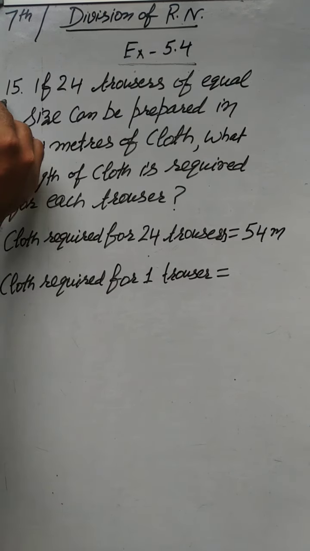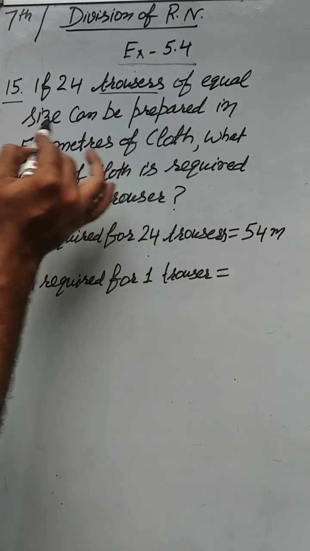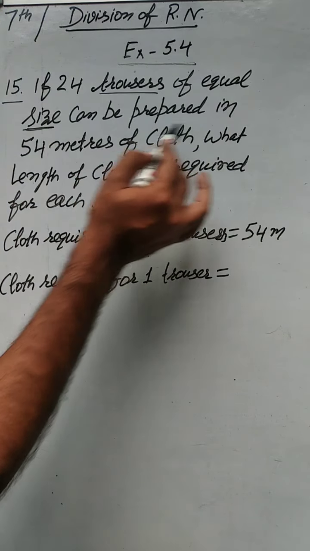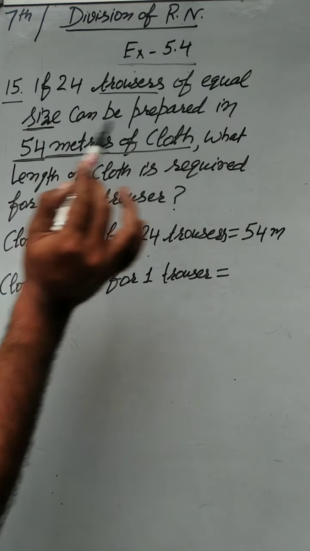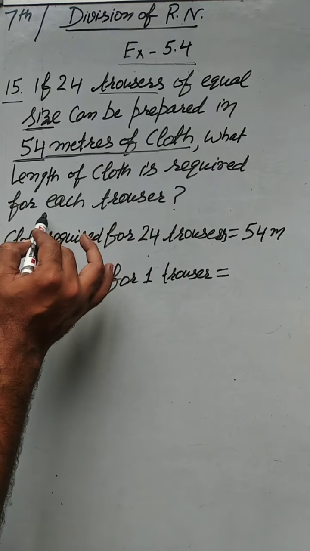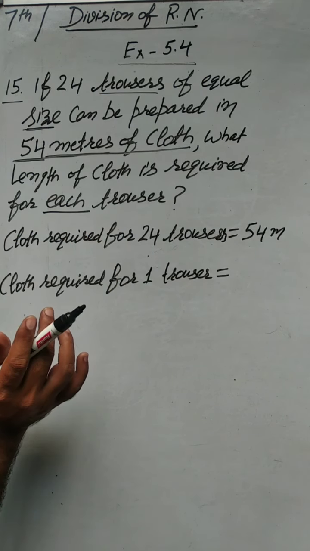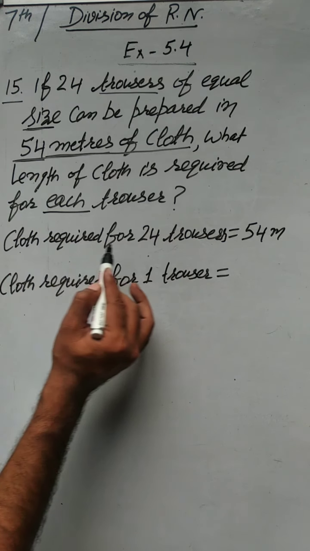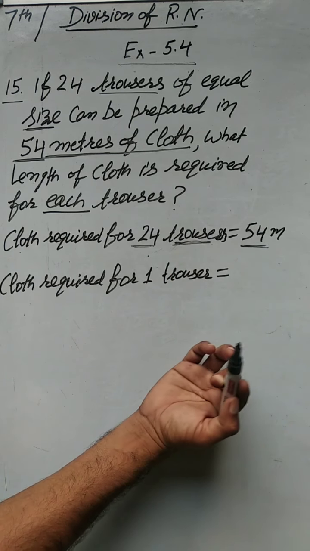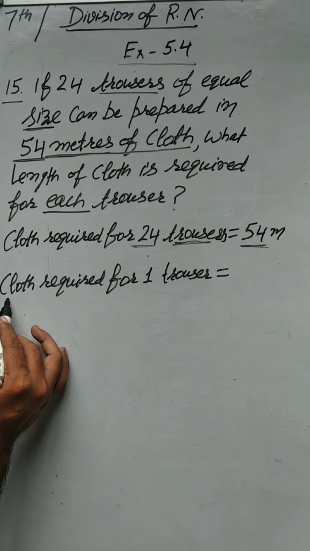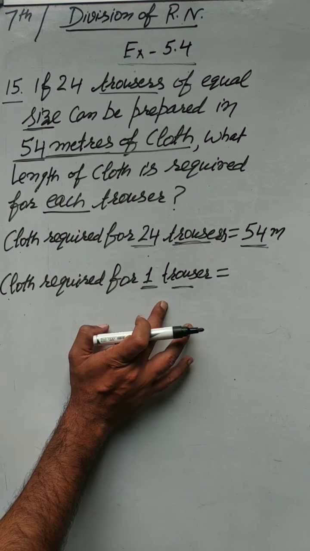Yes beta, question 15th. If 24 trousers of equal size can be prepared in 54 meters of cloth, what length of cloth is required for each trouser? Means you have given a requirement of cloth for 24 trousers is 54 meter. You have to find cloth required for one trouser.